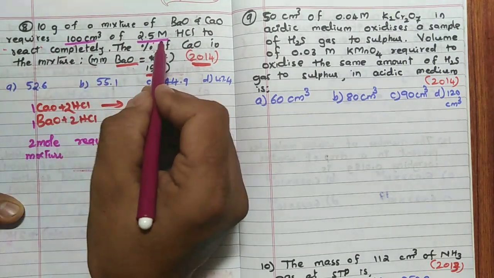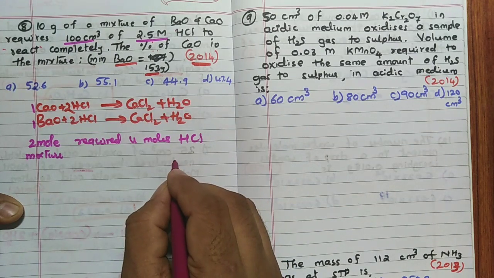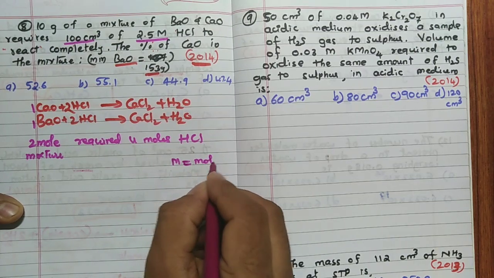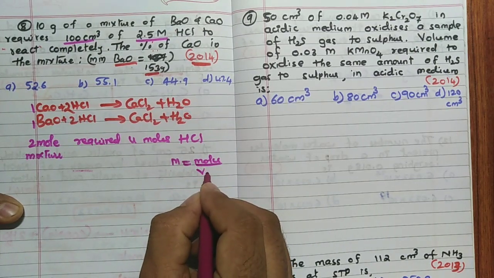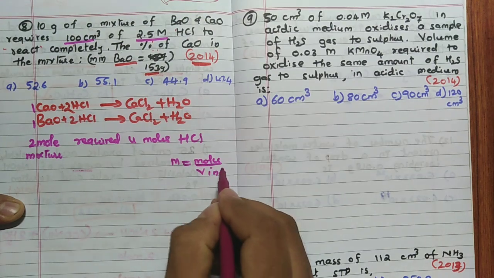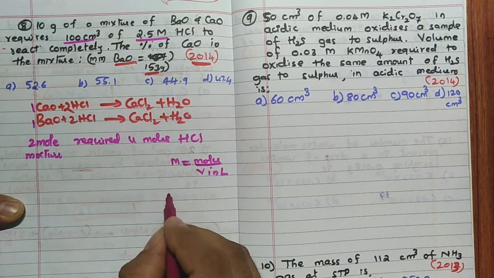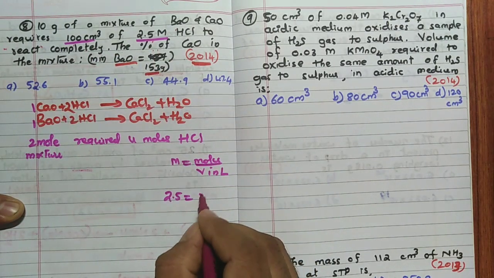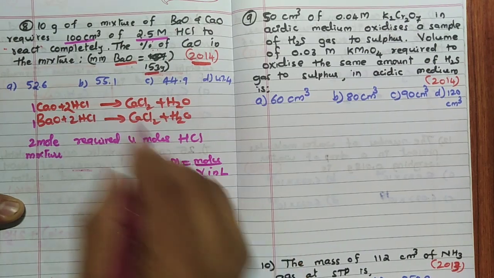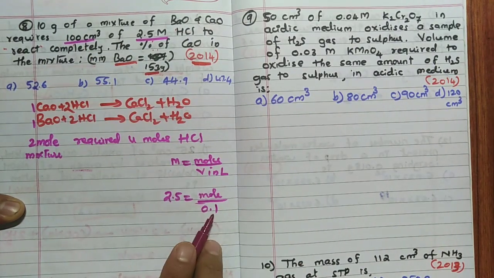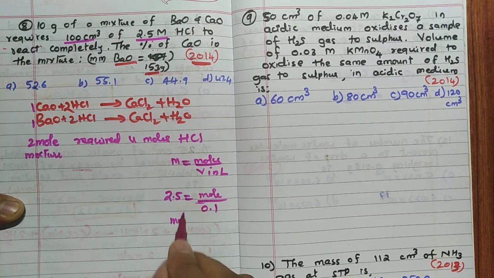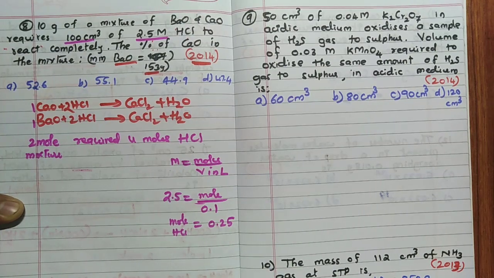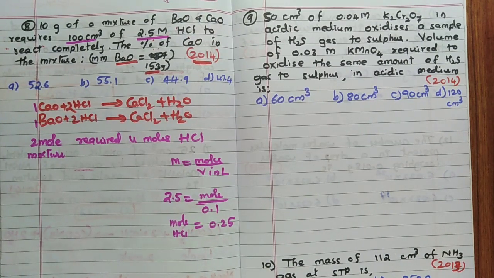So to calculate these moles, what will we do? 100 cm³ of 2.5 molar. We know that molarity M is equal to moles divided by volume in liter, correct? Molarity, 2.5, is given; moles you have to calculate. Moles is equal to 2.5 into volume in liter, which is 0.1. So the moles of HCl is equal to 0.25. You have got that.